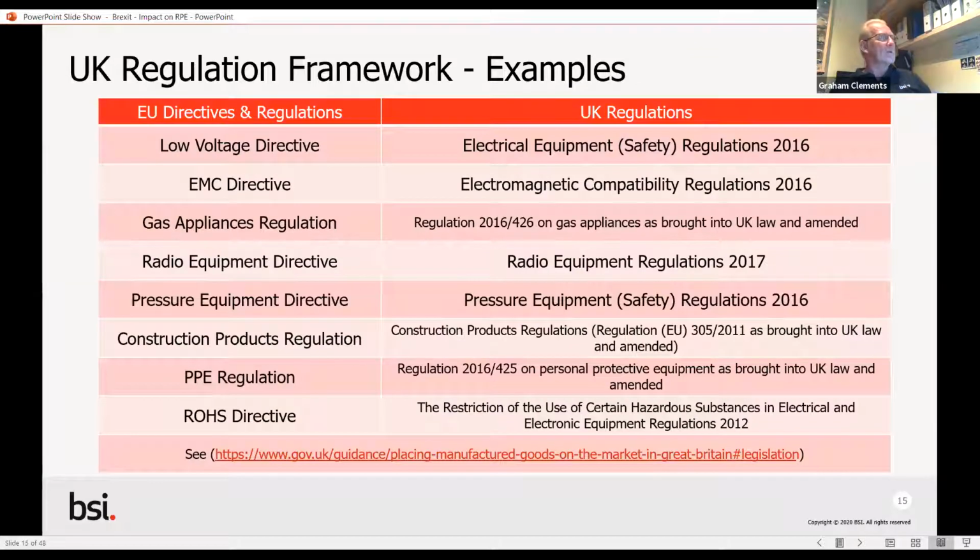So all of the regulations, we'll look at the PPE regulation, which is towards the bottom there, becomes in UK regulations, regulation 2016/425, so the same document on personal protective equipment as brought into UK law and amended. Okay, so what they've done is they've made some amendments to how the terminology is used, just to reflect the fact that there's an approved body involved, there's the UKCA mark involved, but basically it's just a cut and paste job. So it's the same regulation.